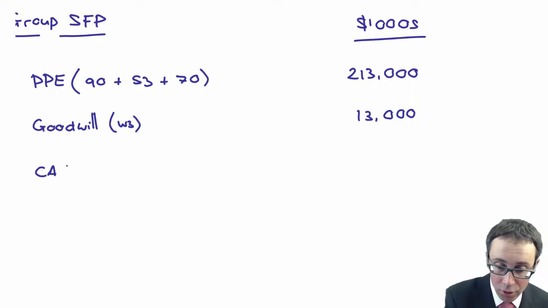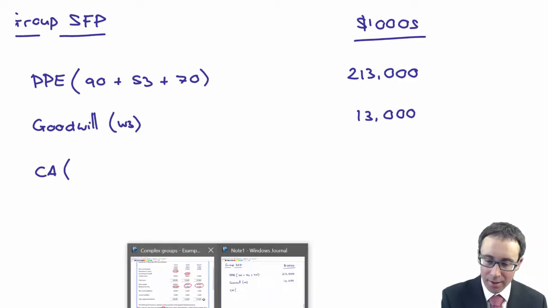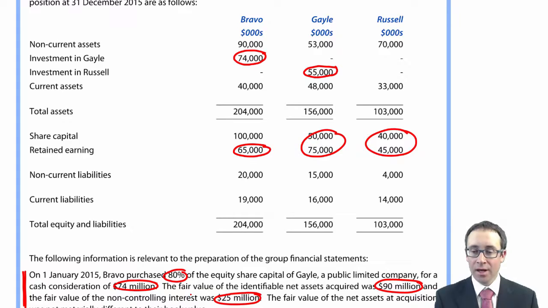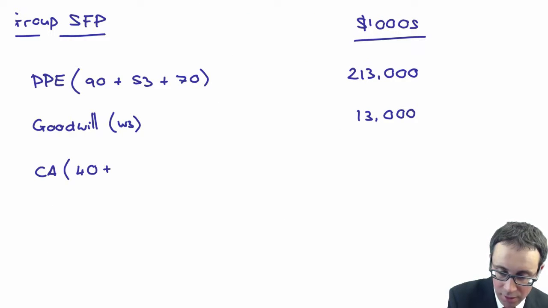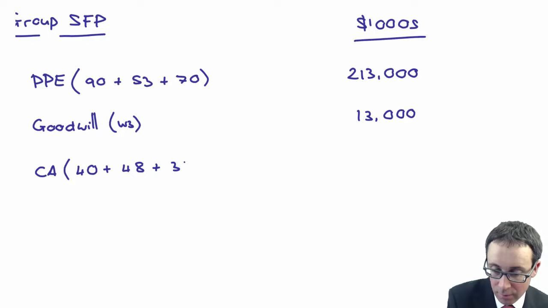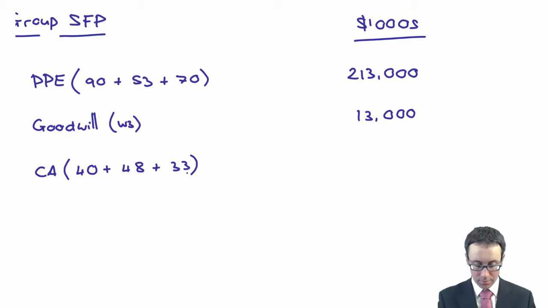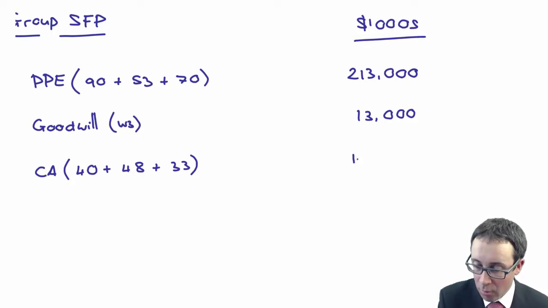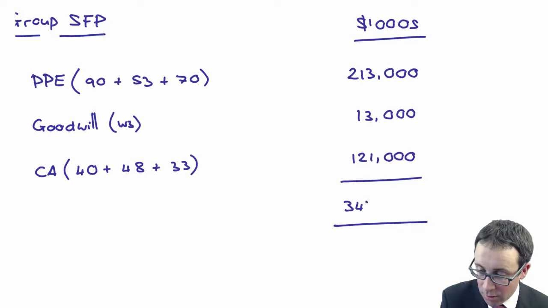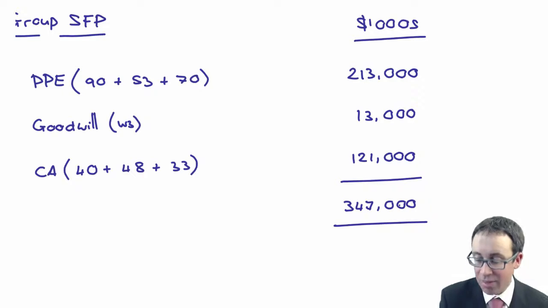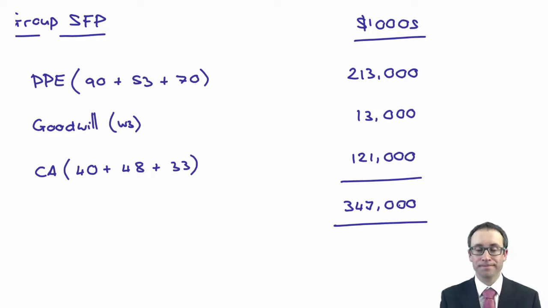And then we have your current assets. Again, I've sped it up a bit in this chapter without separating it out: inventory, receivables and bank. So 40, 48, 33. 40 plus 48 plus 33 gives me 121,000. 121 plus 13 plus 213 gives me 347,000 as my total assets.